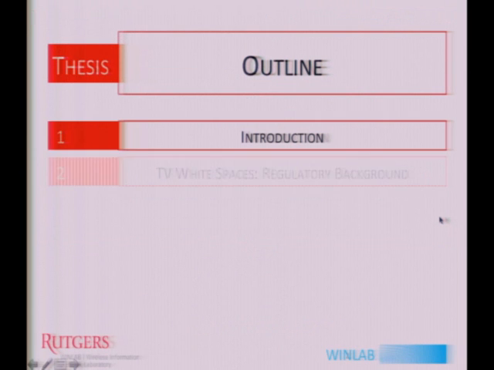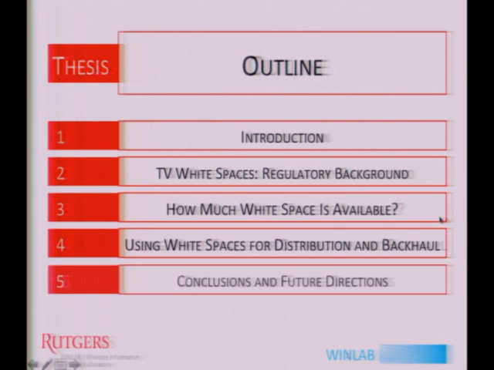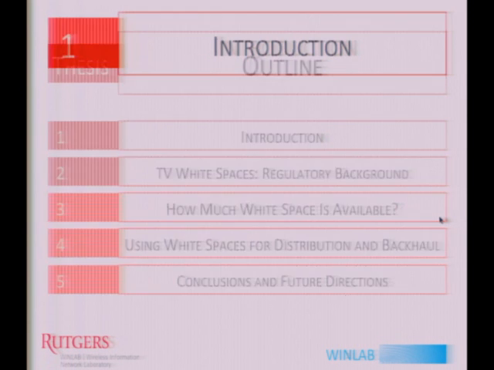just in case, an outline of this talk would be an introduction about how white spaces came about and what they actually are. And then we're going to talk about regulatory backgrounds a little bit. And then we're going to try to answer the question of how much white space is actually available. And along those lines, we're going to try to fit it to a scenario and see how it works out. And of course, at the end, we have the conclusions and future directions.